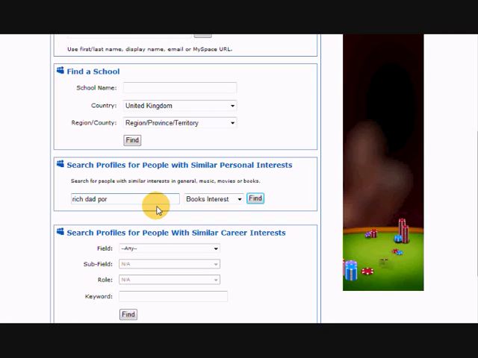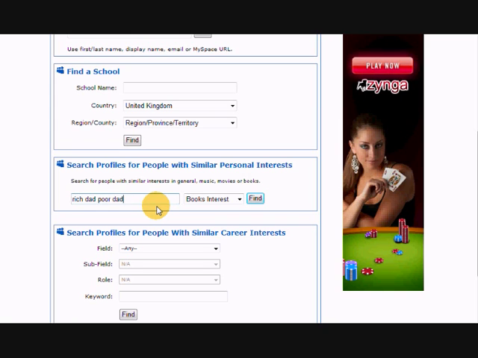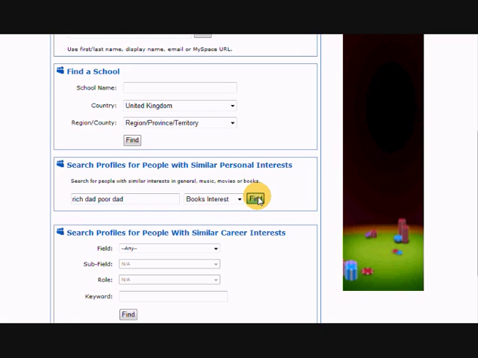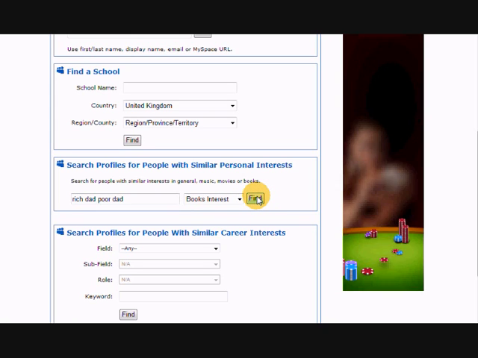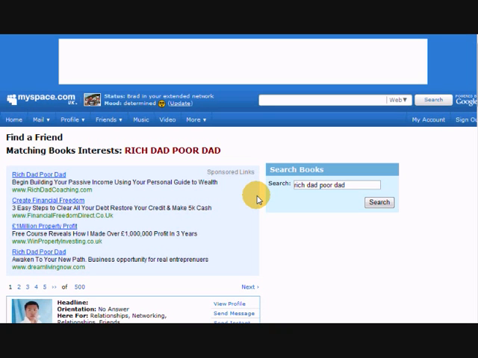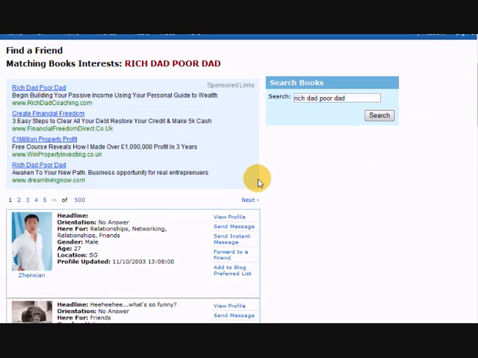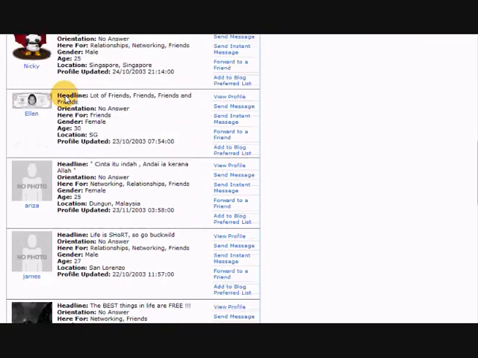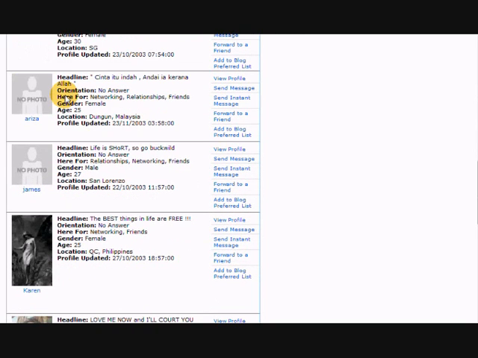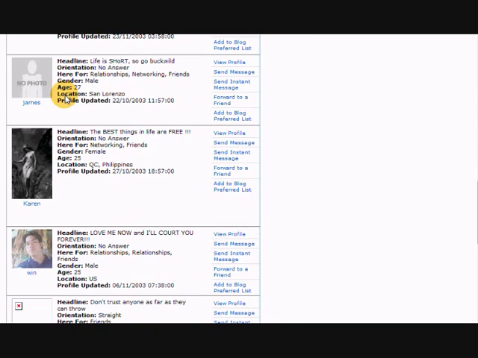as an example. Rich Dad Poor Dad, and then we click on find, and MySpace will bring up every single person that has listed Rich Dad Poor Dad as a book they have read. So that is incredibly powerful. We can tap in to all these people that understand that having a business for yourself is very powerful because they've read the Rich Dad Poor Dad book. So we can target all of these people.